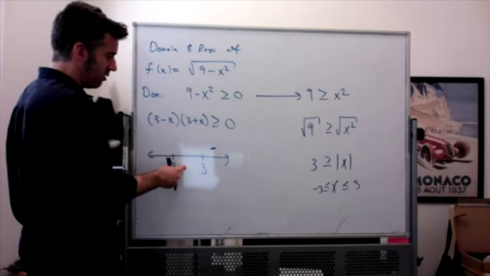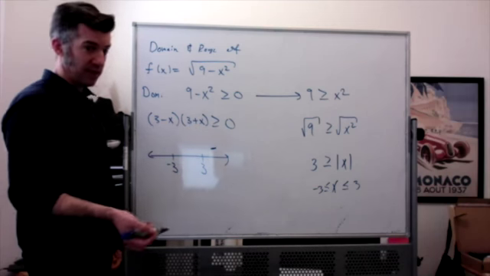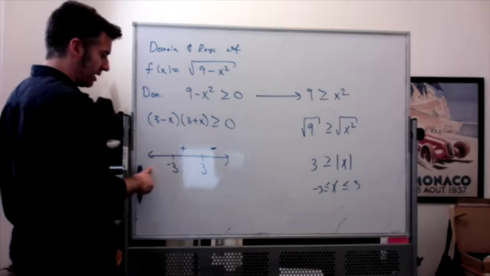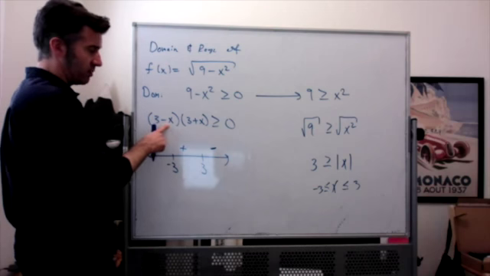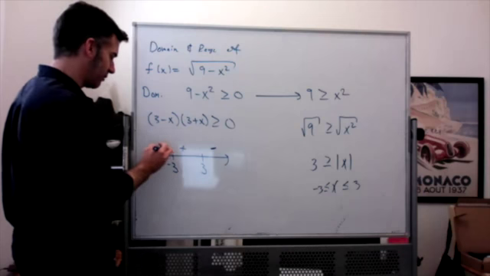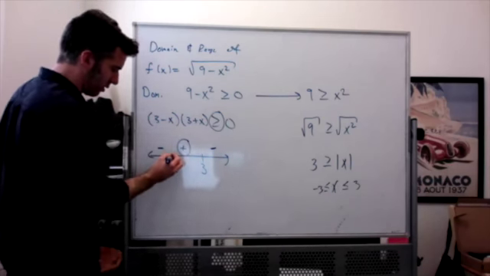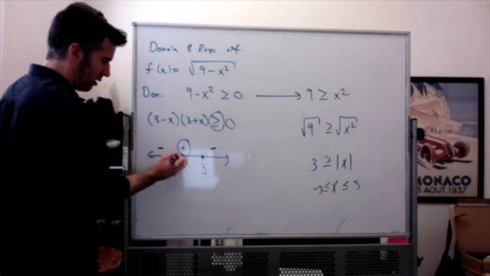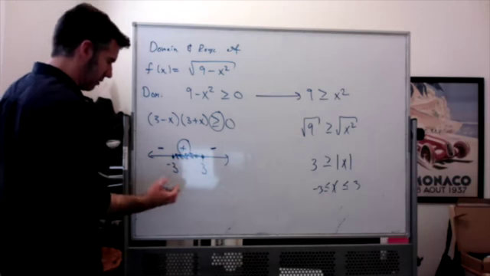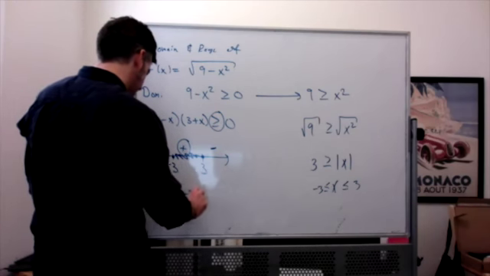If x is 0, 3 minus 0 is positive, 3 plus 0 is positive, a positive times a positive is positive. And if x is negative 4, 3 minus 4 is positive, 3 plus negative 4 is negative, a positive times negative is negative. I want it to be greater than or equal to 0, which means I want it to be positive or 0. So I want all of this, none of that, none of that. So the domain here is negative 3 to 3 inclusive.